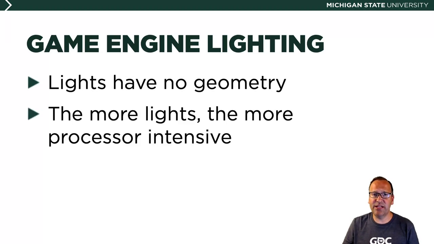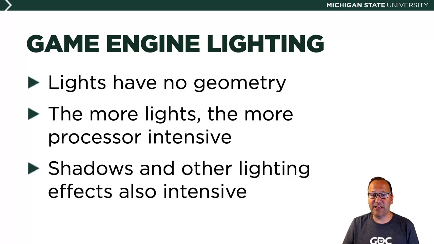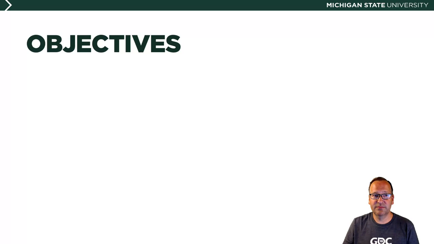Lights are processor intensive. The more lights you have, the more it will slow down the performance of your game for real-time lights, or the longer it will take to calculate the lighting for baked lighting. Shadows and other lighting effects will also negatively affect performance, so you should use lights sparingly. Overall, lighting is a complex topic with a lot of depth. We'll just scratch the surface in this project.